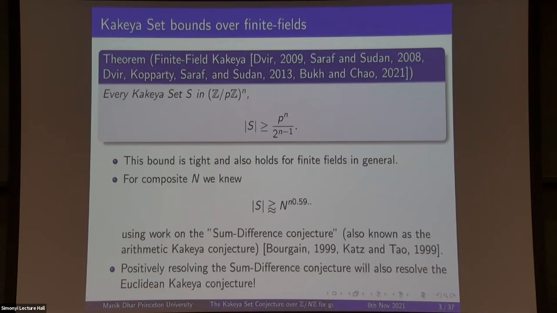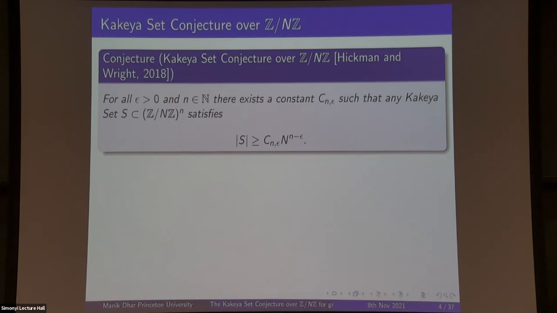That's good. I guess it gives some hope that maybe you can use combinatorics to solve this. Now, let's talk about what kind of bound we are hoping for in general n. The conjecture is the following. As Avi said, we actually want to hit capital N raised to little n, so we want to make that 0.59 into 1. But you can't exactly hope for a very simple bound like that. So you're allowing for an epsilon loss here: capital N raised to little n minus epsilon. For any fixed epsilon, you should be able to find a constant which does not depend on capital N, such that any Kakeya set over Z mod capital N is at least of this size.